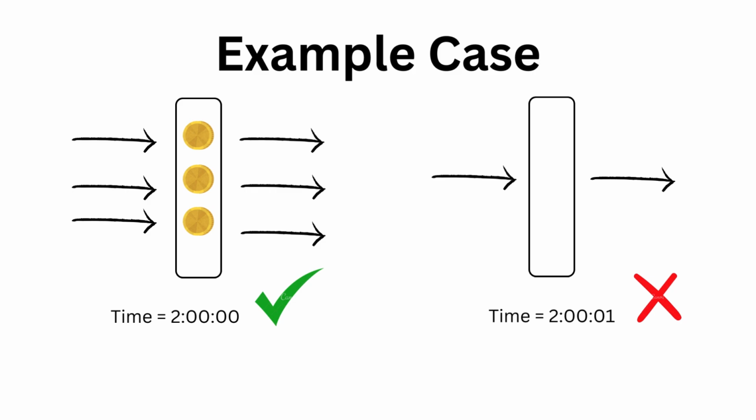Let's go over a concrete example. Let's say at time two, there are 3 tokens in the bucket. And let's say at that moment, 3 concurrent requests arrive. Now, given that there are tokens in the bucket, all three requests will succeed and each will take a token with them. Then let's say another request comes in a millisecond later. This request will fail because there are no tokens in the bucket yet. And that's the token bucket algorithm.